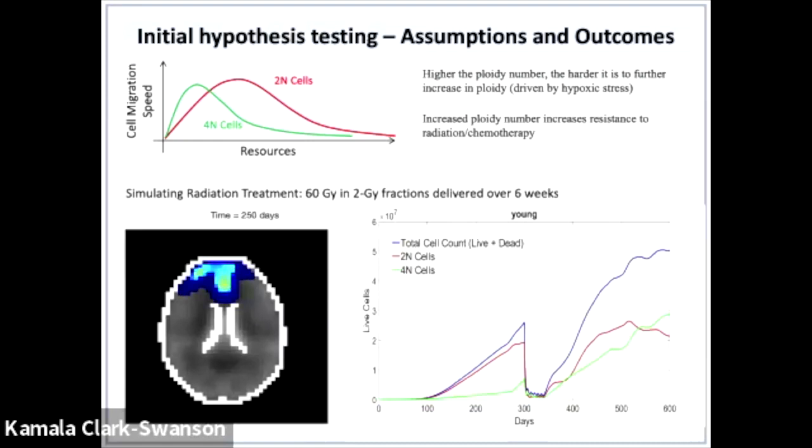So here we have 600 days, 2 years of simulation. At 300 days, you apply radiation therapy. So the tumor sort of dies down, a lot of cells go away, and then it comes back. And you can see that towards the end, your higher ploidy cells are starting to take over and going faster. All right, so this is, again, basic, just what can we do with the model?